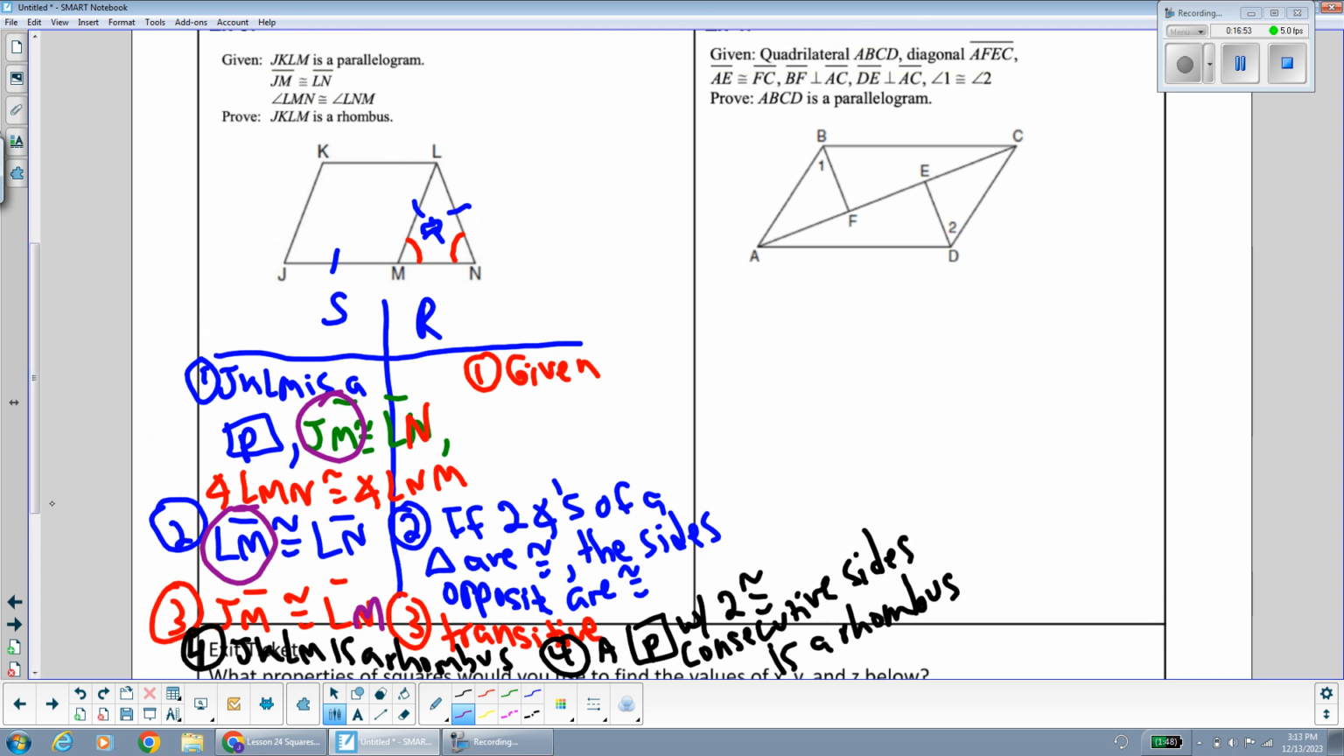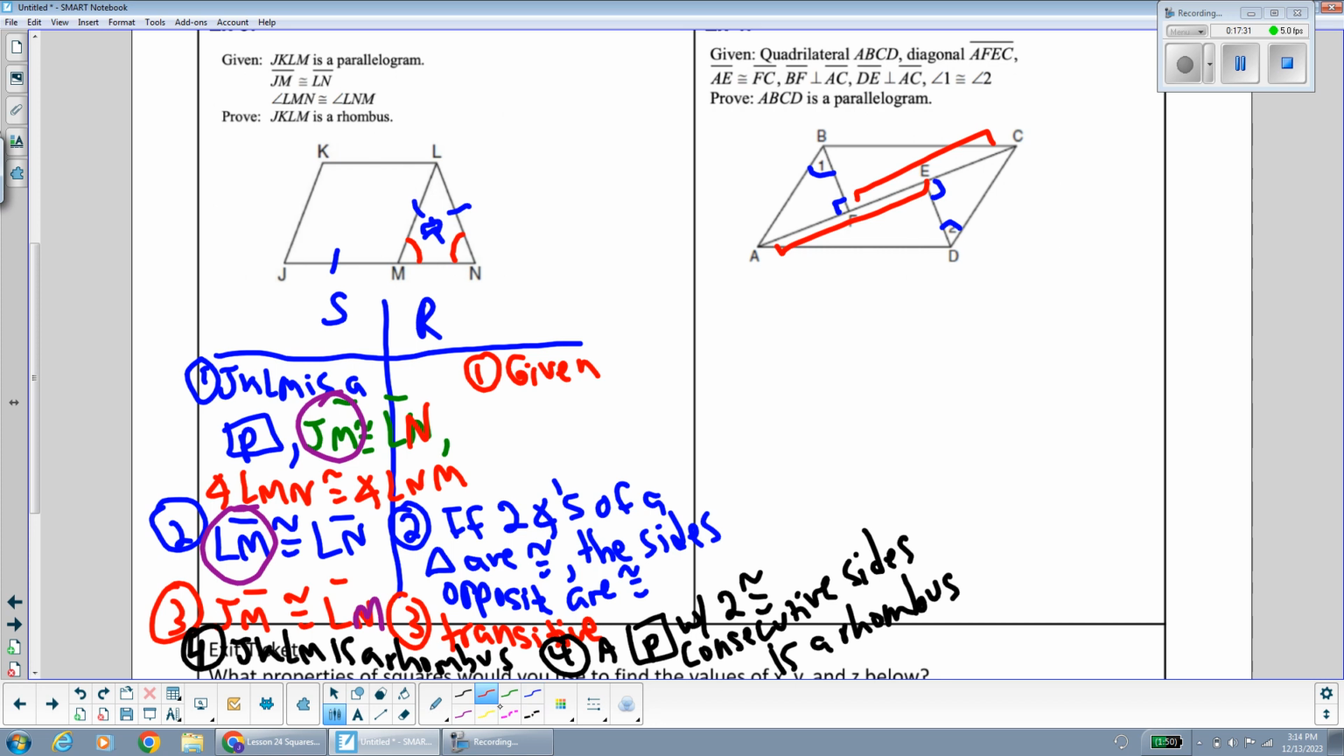Moving on to the next proof. So here we just have a quadrilateral. We don't even know if it's a parallelogram or not. It's literally just a quadrilateral. I don't know anything about it. And we know that AE, so here's AE, is congruent to FC. We know that BF is perpendicular to AC, which means it forms a right angle where it intersects it. And we know that DE is perpendicular to AC, so we know it forms a right angle where they intersect. And we know that angle 1 is congruent to angle 2.